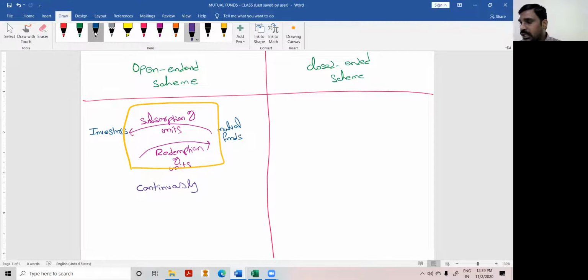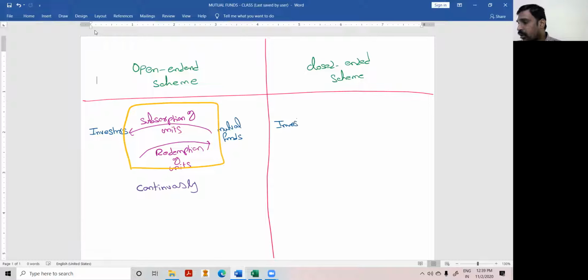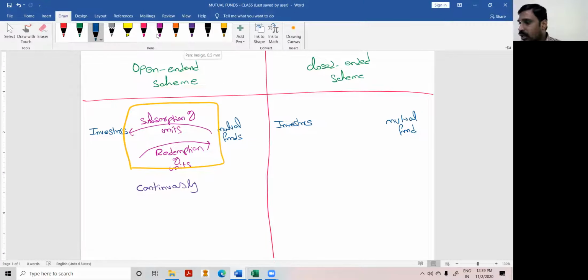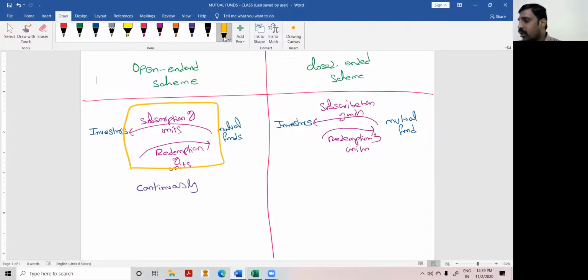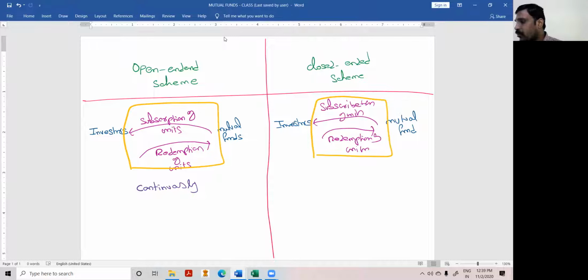But in case of closed-ended scheme, between investors and mutual fund, investors will subscribe to the units and redeem the units. This is possible even in closed-ended fund also. It is not that in closed-ended fund it is not permitted. It is possible even in case of closed-ended funds also. But the difference is that it is only at certain intervals.